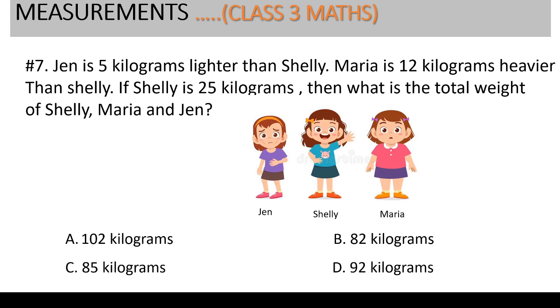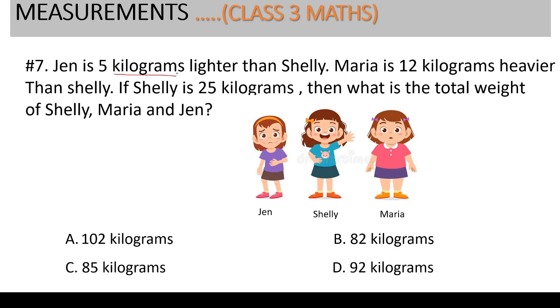Next and final question. I hope you will solve this in a jiffy. Now, Jen is 5 kilograms lighter than Shelly. Maria is 12 kilograms heavier than Shelly. If Shelly is 25 kilograms, then what is the total weight of Shelly, Maria and Jen? Well, this is an arithmetic operation using masses. Pause the video and solve this. Now let's match with my answer.